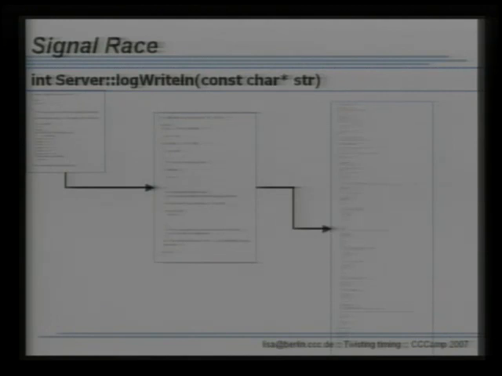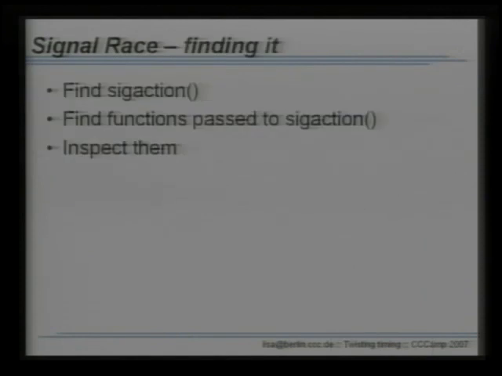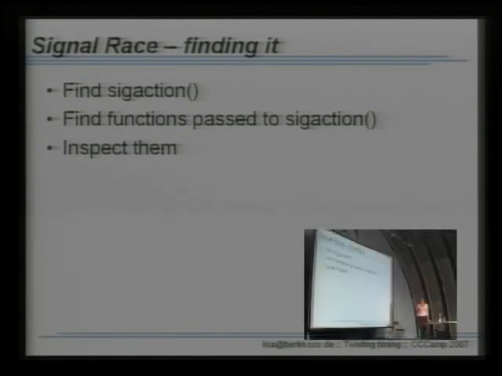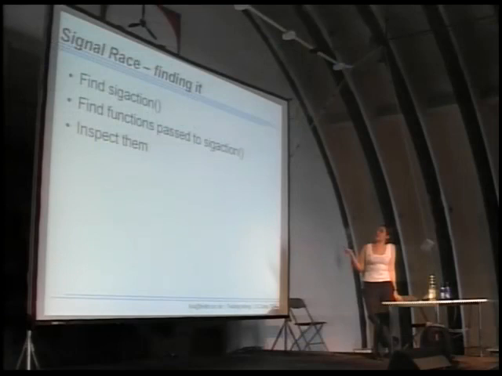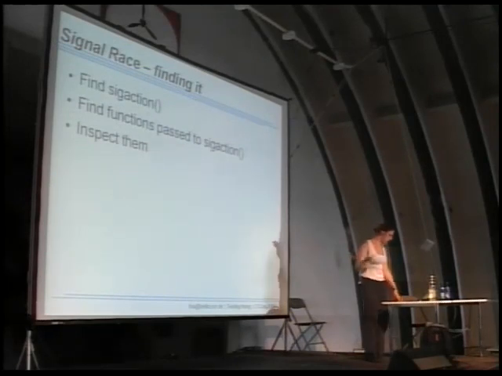Well, no, that's not actually about multi-threading. That can happen if you don't use multi-threading at all. It's a process thing. Okay, the signal race is a bit harder to exploit, but it's quite easy to find. You just look for the calls to sigaction, see which function pointers are passed to it, and then see what these functions do. It's that straightforward.